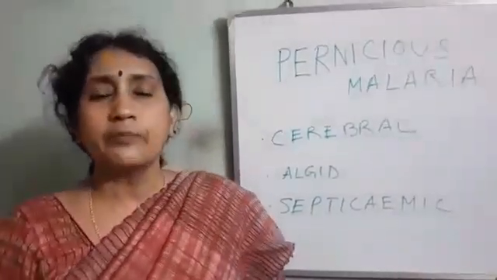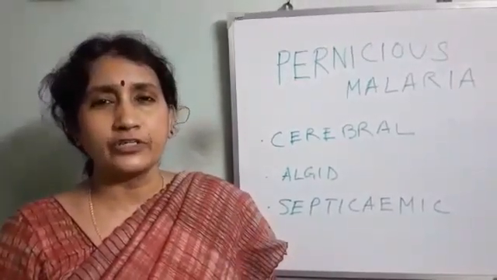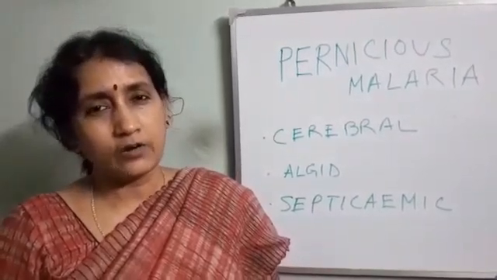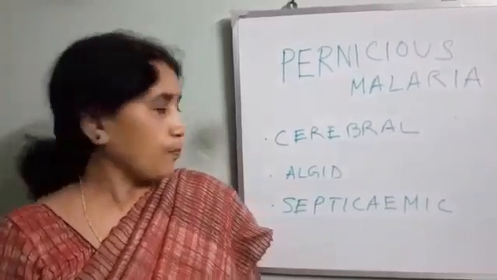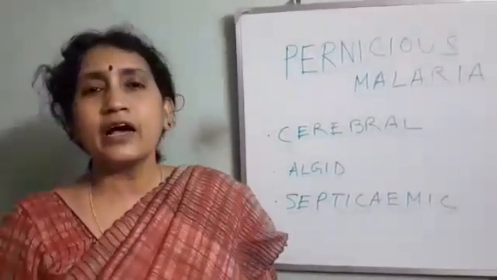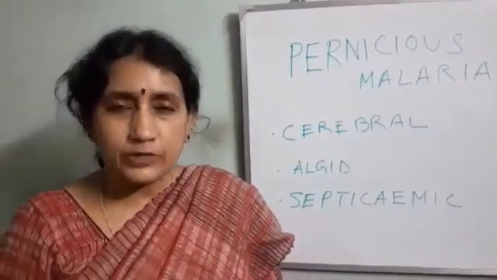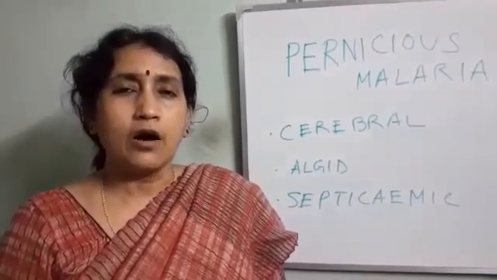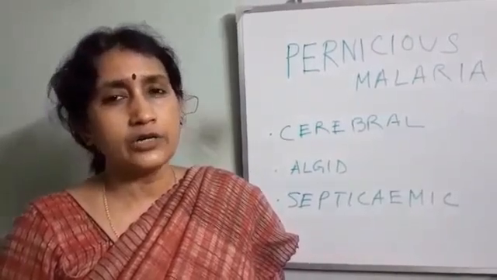Algid malaria, the patient presents with features of dehydration. There is vomiting, there is diarrhea, there is cold clammy skin, and here also death may ensue. And in septicemic malaria, the patient presents with severe prostration, and there is also a chance of multi-organ involvement.